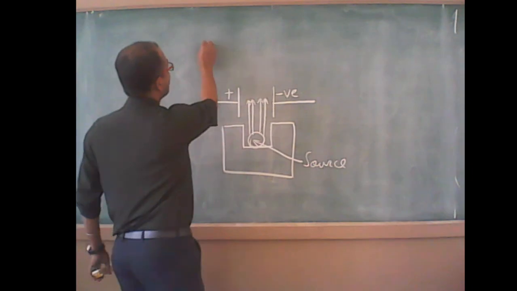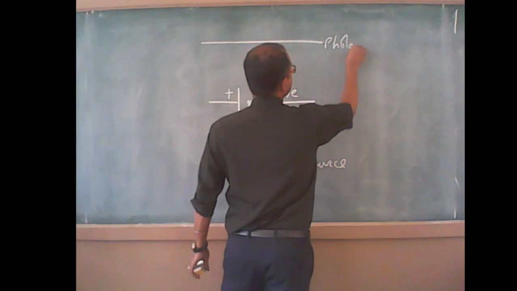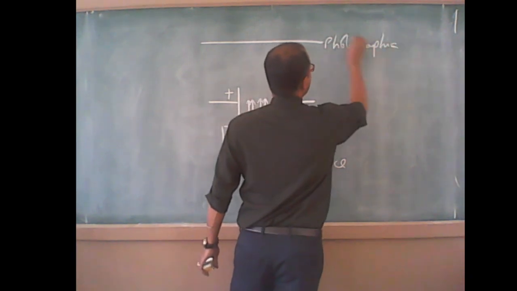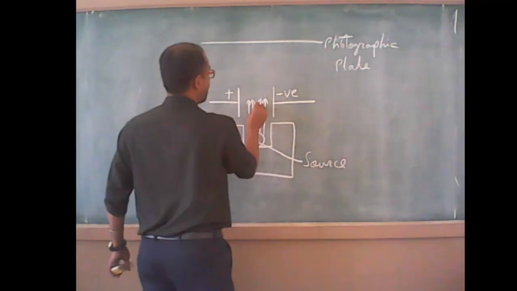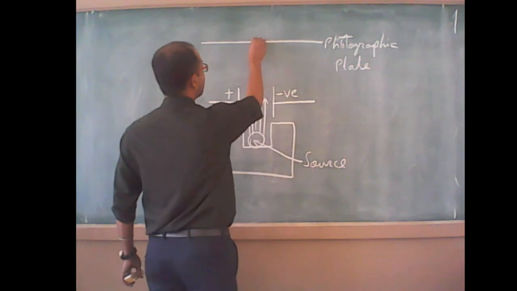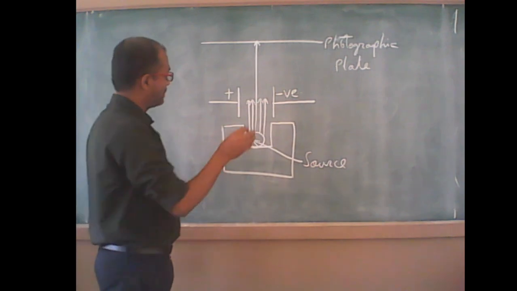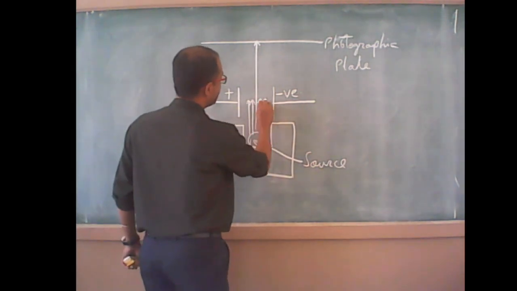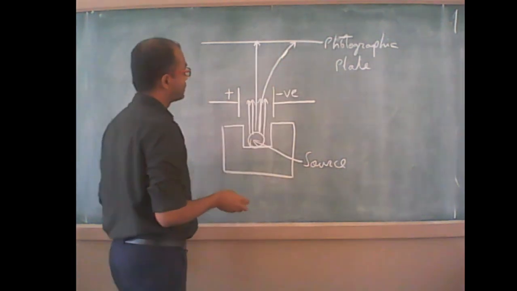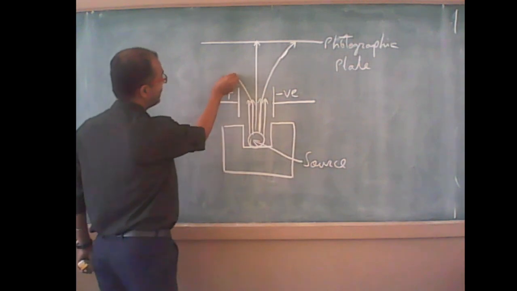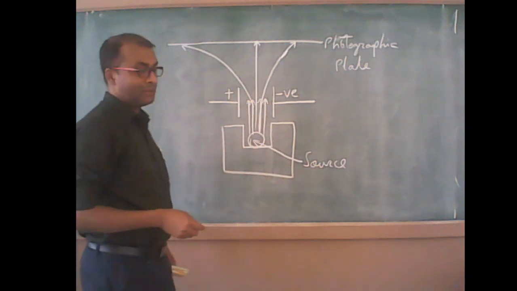So what can be done? We can put a detector here, or we can put a photographic plate here. Let us say we put a photographic plate here. What was observed is that some of the particles and radiations just go directly and strike the photographic plate. They don't suffer any deflection. Secondly, it was observed that some of them are attracted by the negatively charged plate and they get deflected and strike the photographic plate. The third kind are deflected by the positively charged plate and they come and strike the photographic plate.